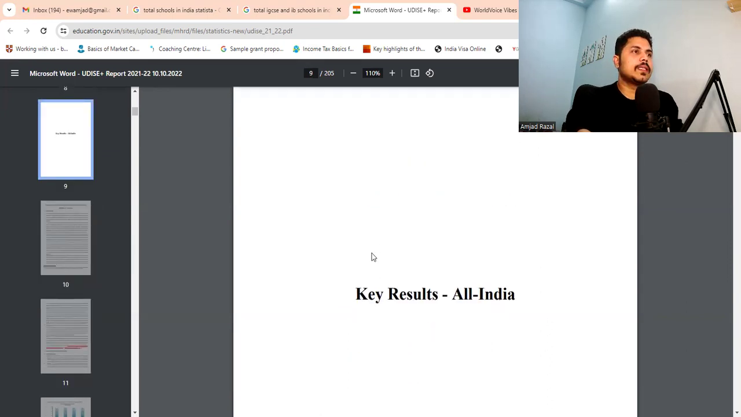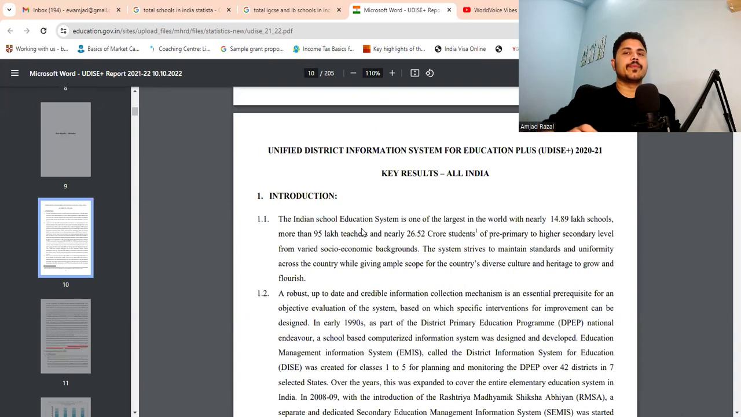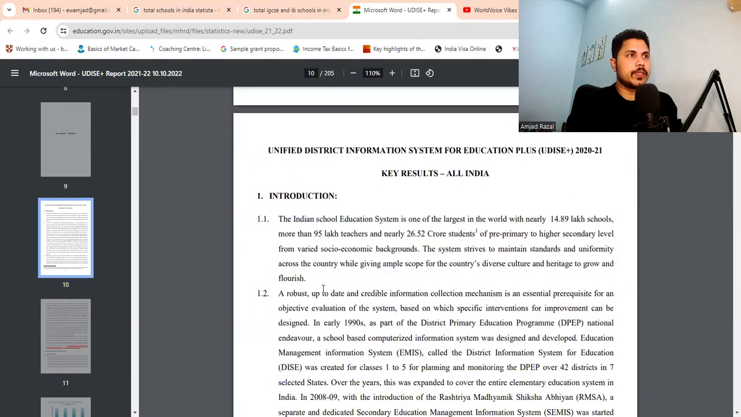Now, what are the key results all over India? Like I said, here you are getting a little bit of information on what UDISE is. Like I said in the beginning, the Indian education system is one of the largest in the world, with nearly 14.89, almost 15 lakh schools, with 95 lakh teachers and nearly 26.52 crore students, from pre-primary level to higher secondary level. Okay. We're not talking about universities here. Universities have their own different number, and graduation colleges and all.